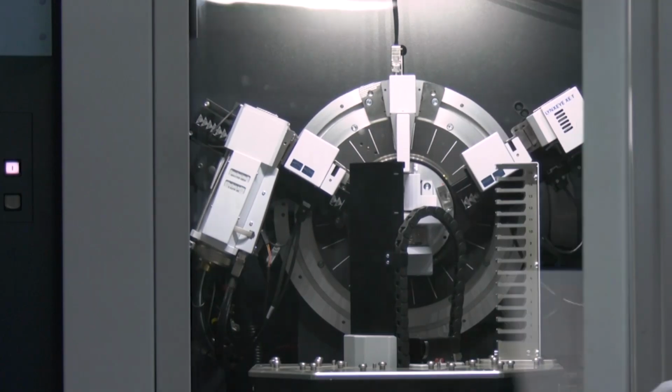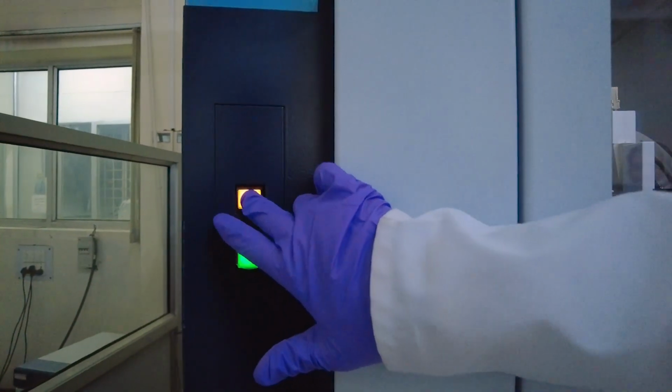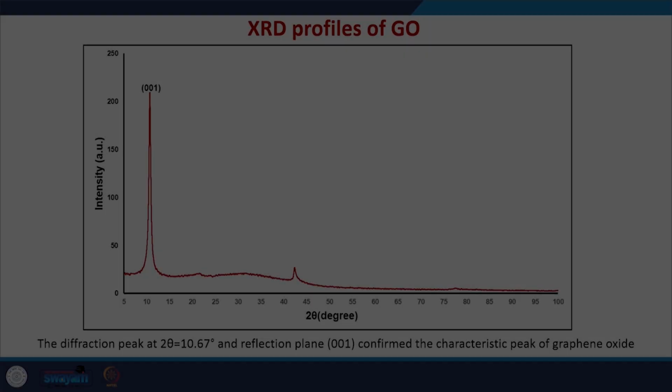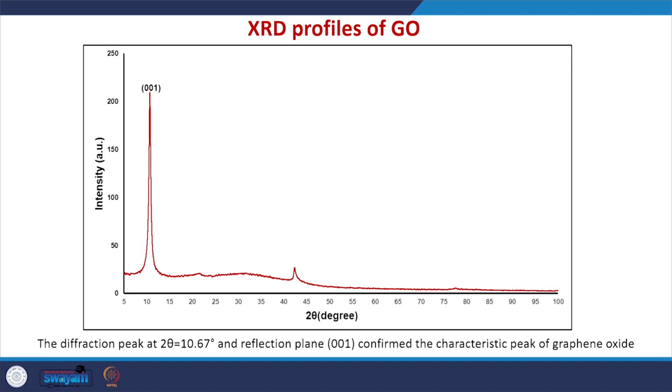Close the door and switch off the machine. From this data, you can understand the diffraction peak at 10.67 and the reflection plane 001 confirmed the characteristic peak of graphene oxide.